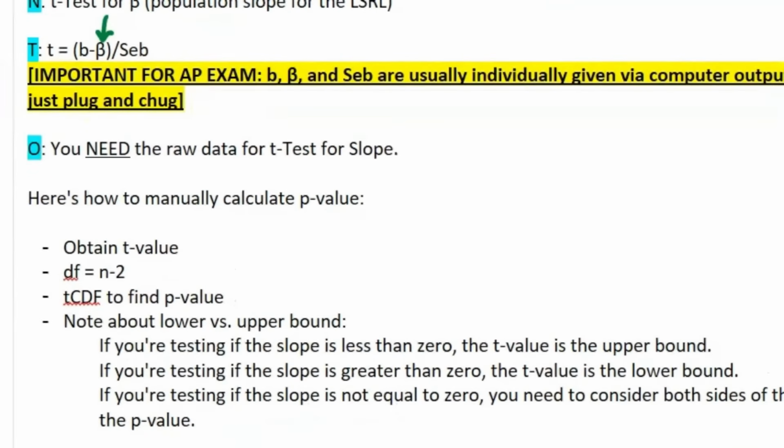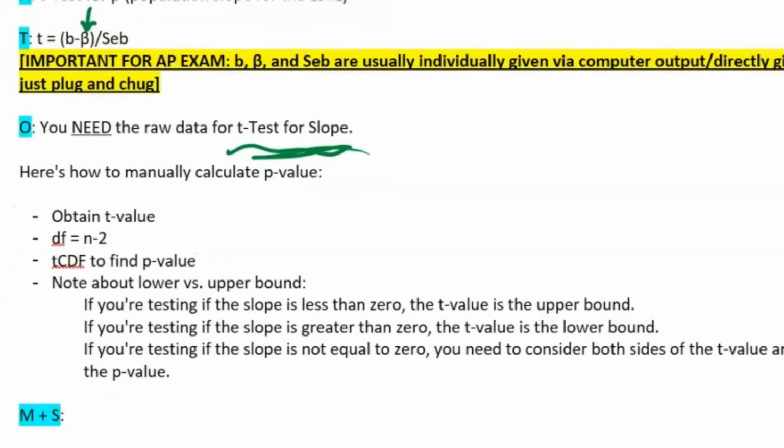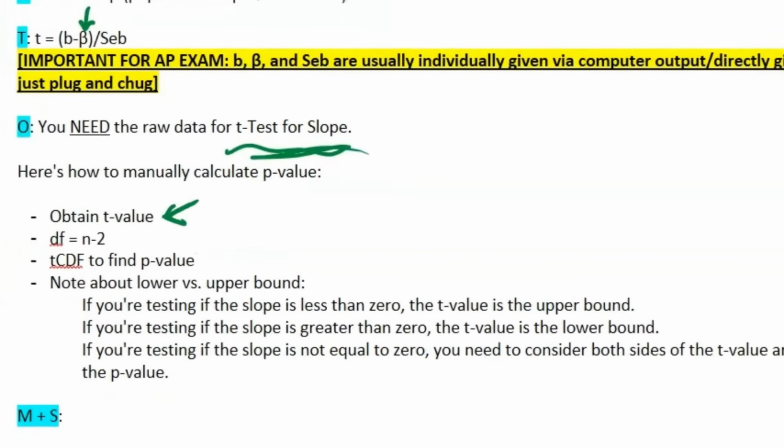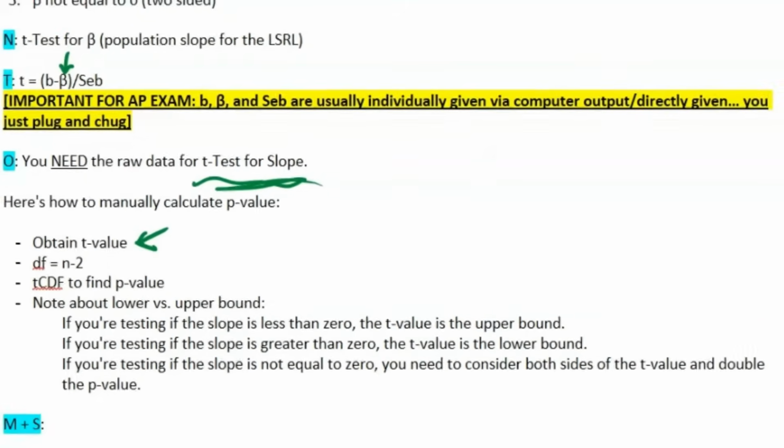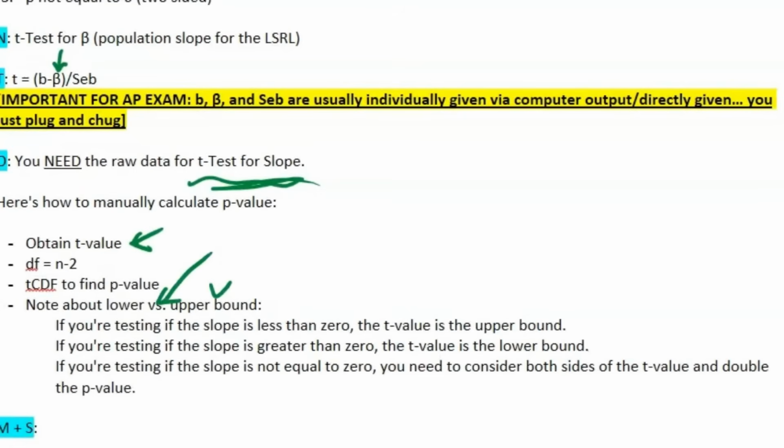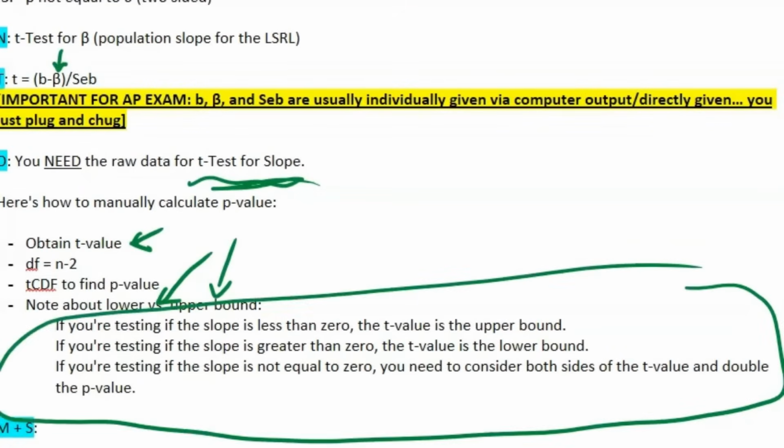So to actually obtain the p-value, it's kind of interesting for slopes. You actually need the raw data if you want to use a calculator command, which is t-test for slope, but you should probably know how to manually calculate it, which is get your t-value from above using the equation, find your degrees of freedom, which is sample size minus 2, and then just use tcdf. And if you want a note about how to identify whether to put your t-value as the lower or the upper bound, pause the video and get this in.